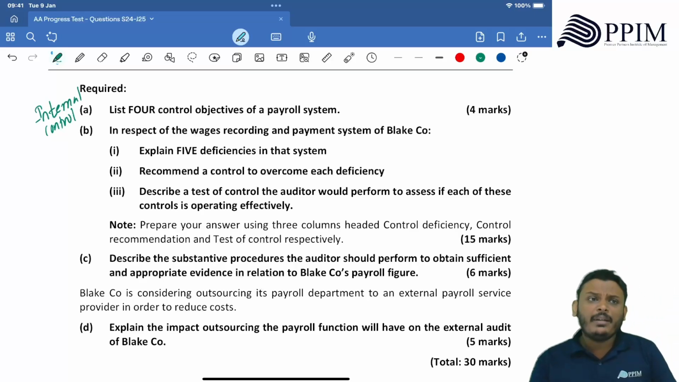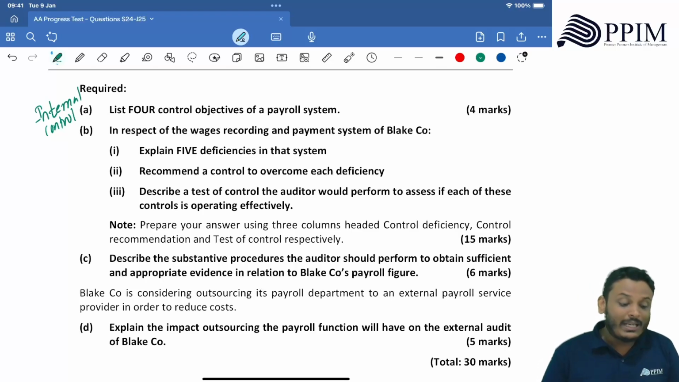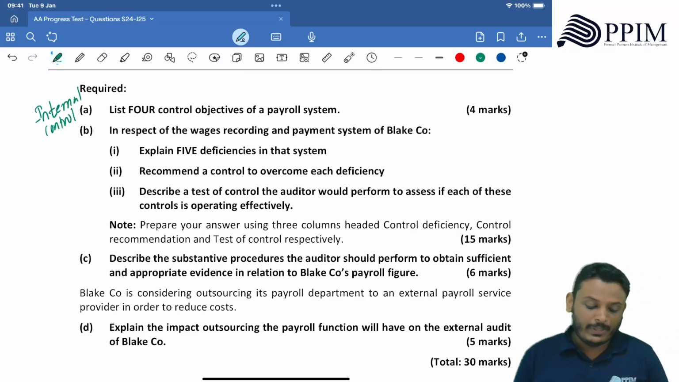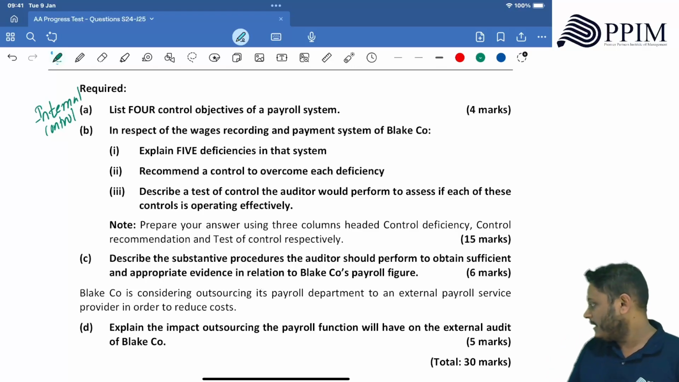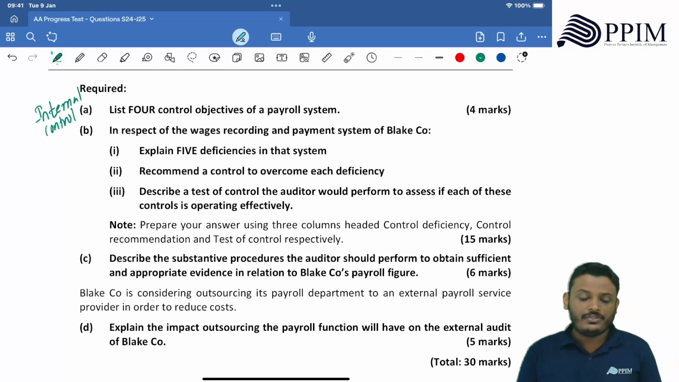And also the payment is given to the correct employee for genuine reasons, right? And also to ensure whatever amounts of payroll recorded in the accounts or the system are complete and accurate. All these are objectives of payroll system. And in respect of wages recording, I will share the answer scheme for this question after the session.